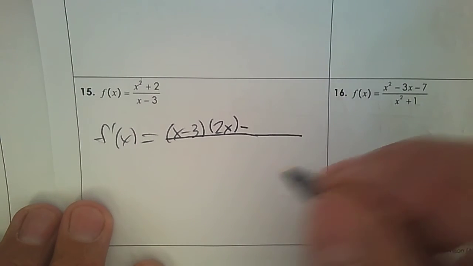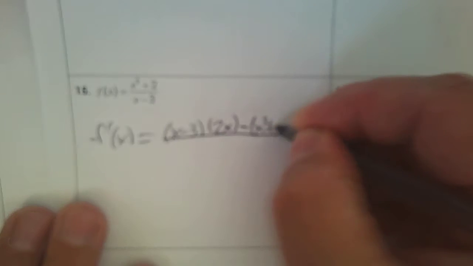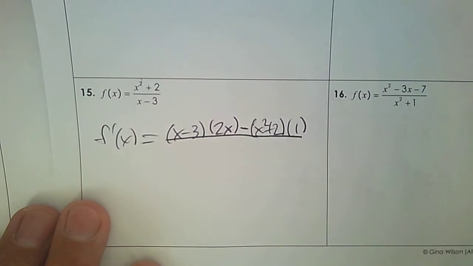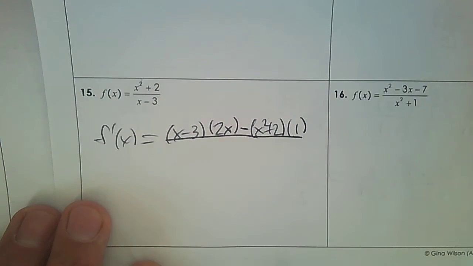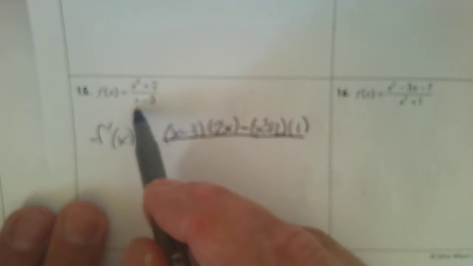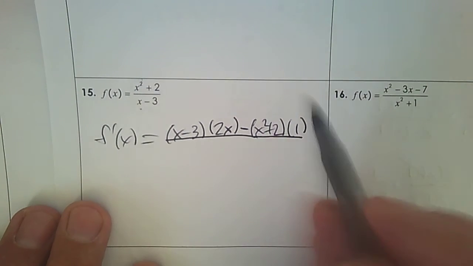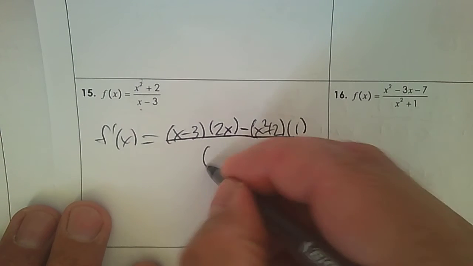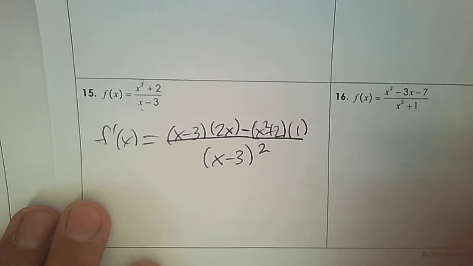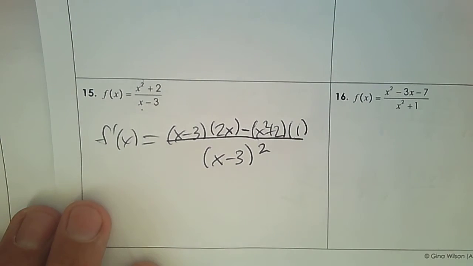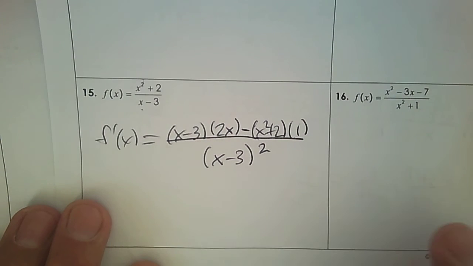the top times the derivative of the bottom. Now we don't need a 1, but I'm putting it there just because. So the derivative of x, 1x, is 1, and the derivative of negative 3 is 0. Then take whatever is in the bottom, put parentheses around it, and square it. That's the rule. You don't want to do limits when you don't have to. Take forever. Take the rule and use the rule.